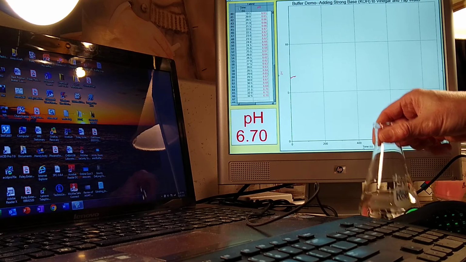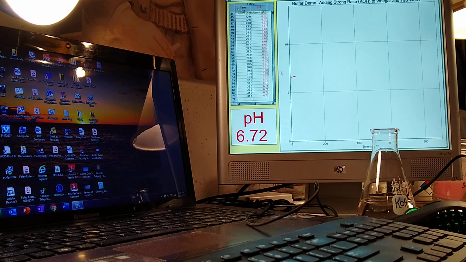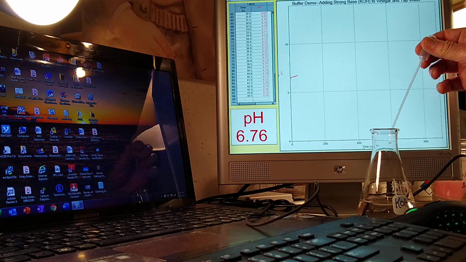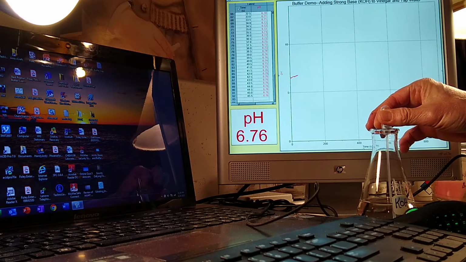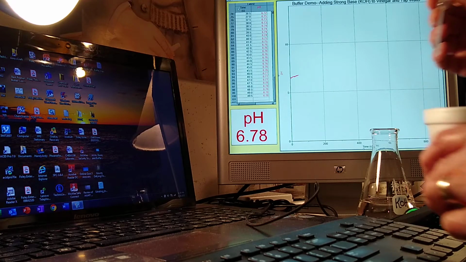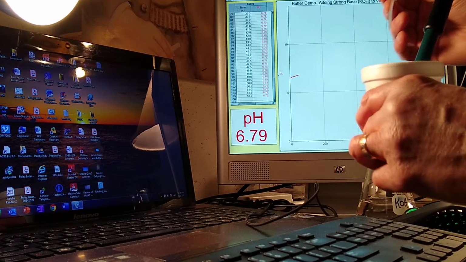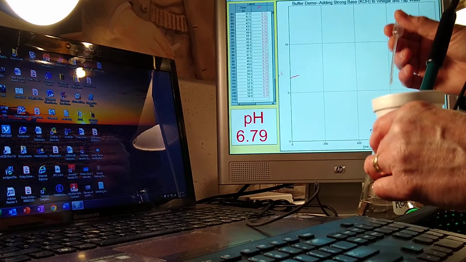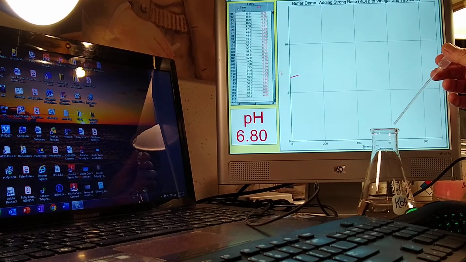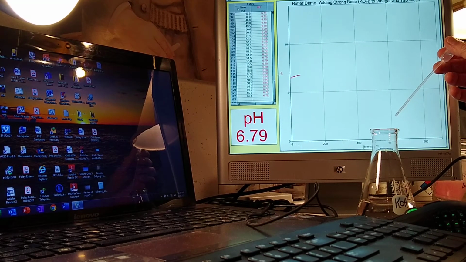So I'm just going to add a solution of KOH to this water. Just give it another few seconds here to get a baseline. I have my pipette here for the base, and let me just drop some base into here. I'm going to add 1 drop of base and see what happens to the pH. It went up a little bit. Actually, it's going up quite a bit.